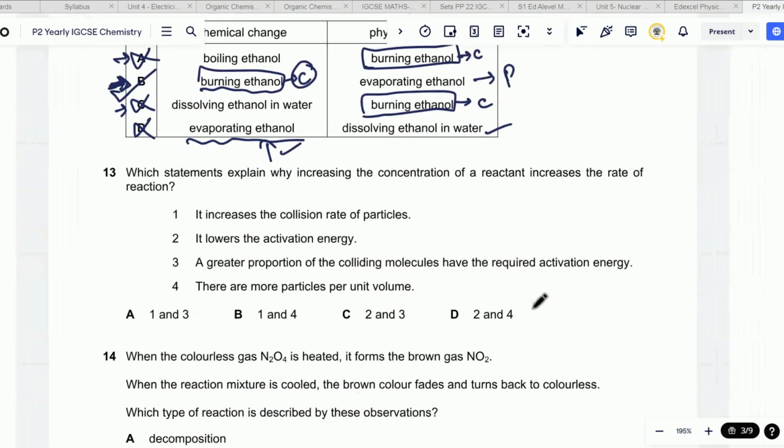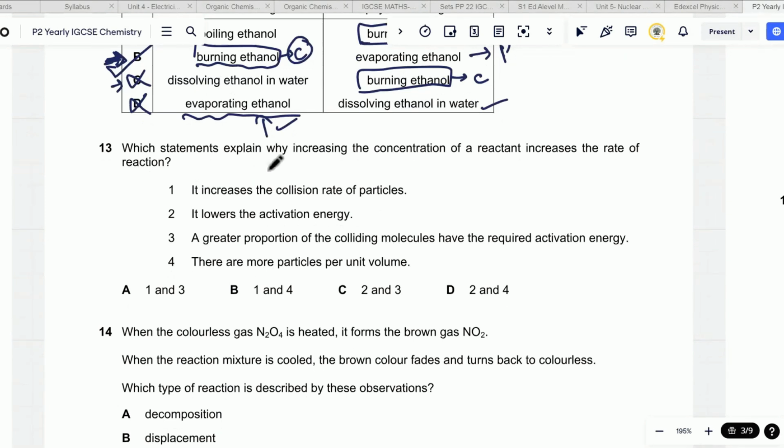What else now? Question number 13. Which statement explains why increasing the concentration of a reactant increases the rate of reaction? If I increase the concentration, it eventually increases the rate of reaction. Why? They have given us four options. Because it increases the collision rate of the particles; it lowers the activation energy; a greater proportion of colliding molecules have the required activation energy; and four, there are more particles per unit volume. That's why the rate of reaction increases. What's going to be the right answer for this one?